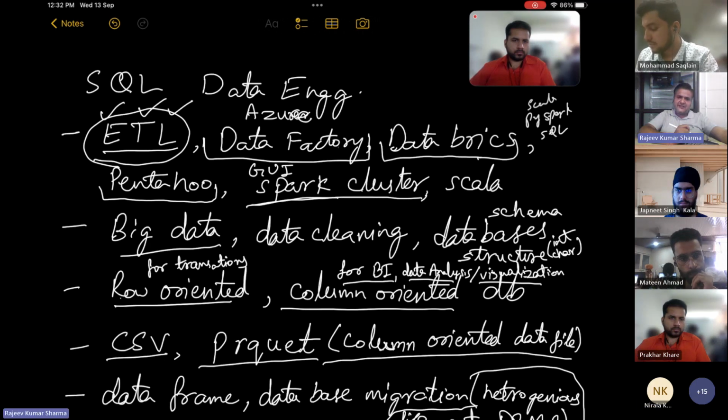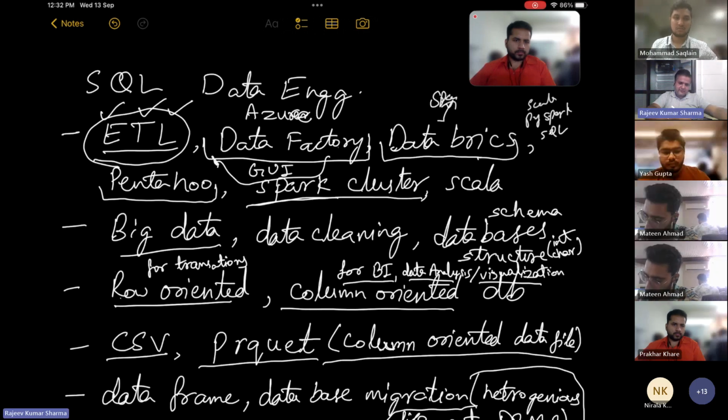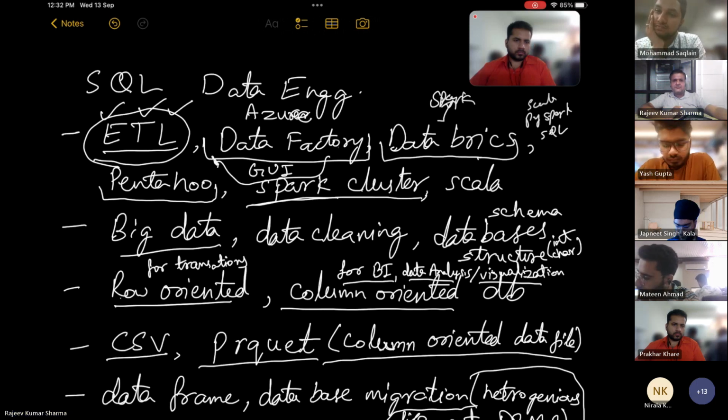Spark is basically providing a GUI-based data factory. What is Spark basically doing? It is creating a cluster of highly powered compute machines, be it on-premise or on cloud. Databricks also uses Spark underlying for the transformation purposes. Underlying, they'll be using Spark clusters.